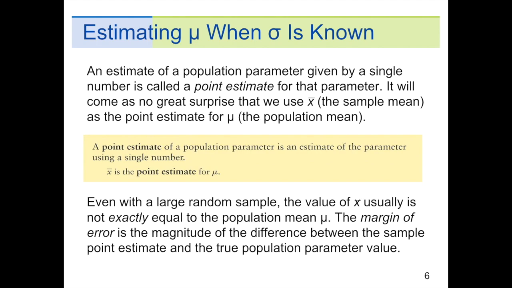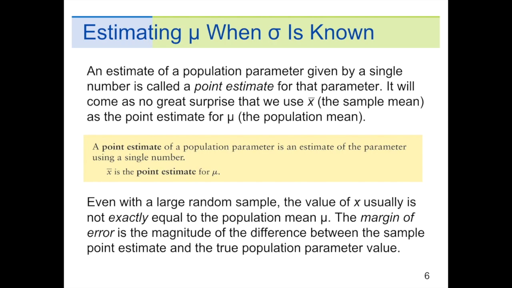An estimate of a population parameter given by a single number is called a point estimate for that parameter. It will come as no great surprise that we use x bar, the sample mean, as the point estimate for mu, the population mean. A point estimate of a population parameter is an estimate of the parameter using a single number.